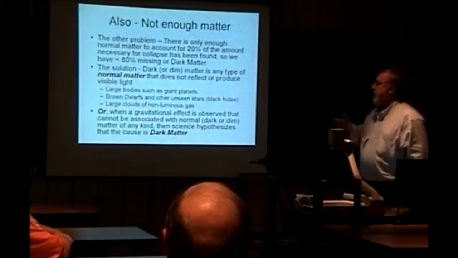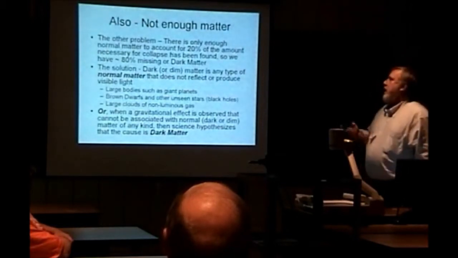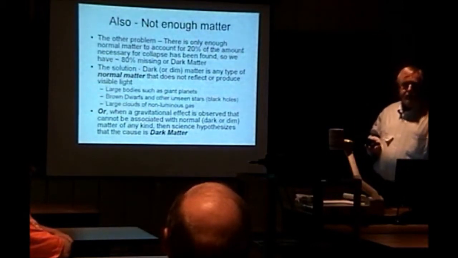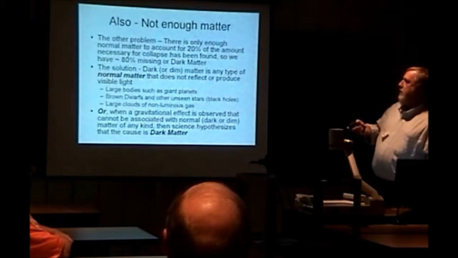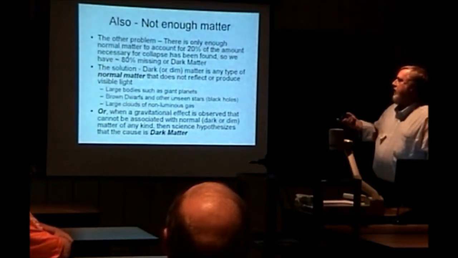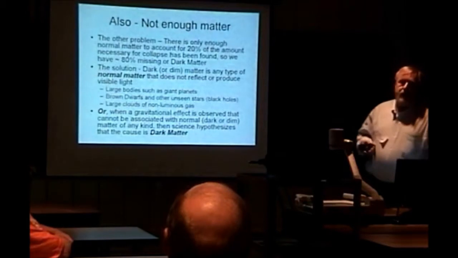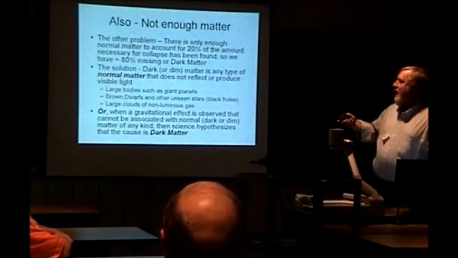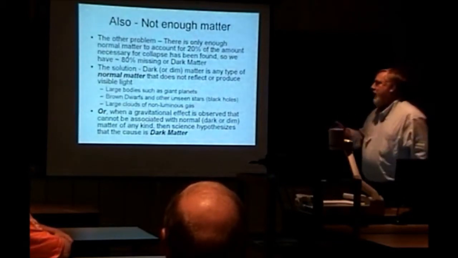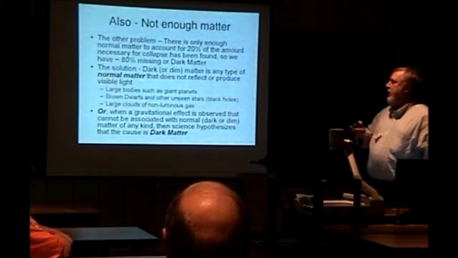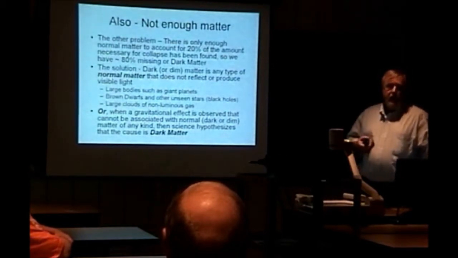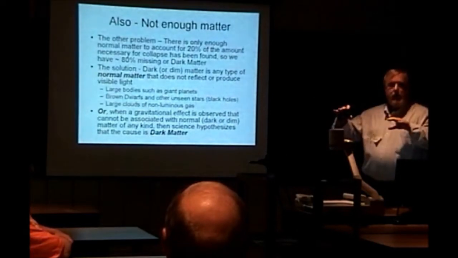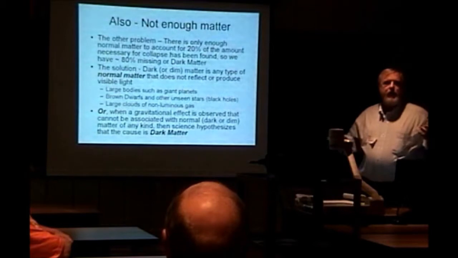Also, we have other problems. There's only enough normal matter to account for 20% of the amount necessary to collapse the universe in the Friedmann-Lemaitre model of the Big Bang. The solution for that is they assume dark matter is composing approximately 80% of the universe. Dark matter can actually be dim matter, large bodies such as giant planets, brown dwarfs, and other unseen stars like black holes, large clouds of non-luminous gas, supplying the extra gravity to collapse the universe. So it's a dual problem, not only the galactic rotation problem, but collapsing the universe. There's just not enough matter.